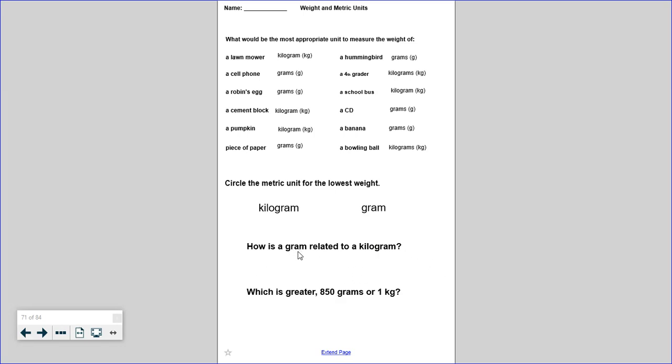So how is a gram related to a kilogram? Well, remember that 1,000 grams is equal to 1 kilogram. So which would be greater, 850 grams or 1 kilogram? And I'll tell you what, when we're in the classroom, kids always want to say 850 grams because 850 is such a big number, right? But remember that 1 kilogram is the same thing as 1,000 grams. So what's bigger, 850 grams or 1,000 grams? 1,000 is bigger, so 1 kilogram is still bigger than 850 grams.